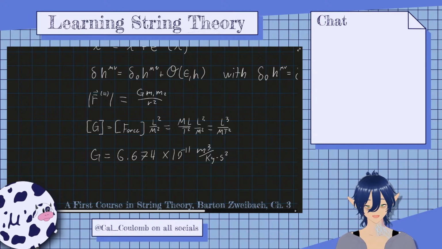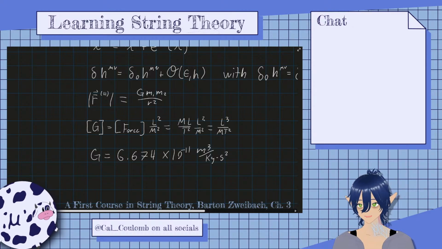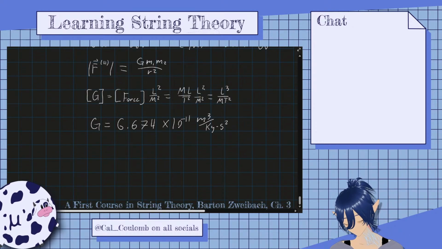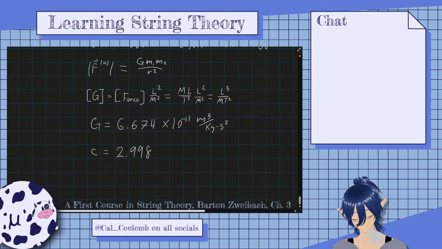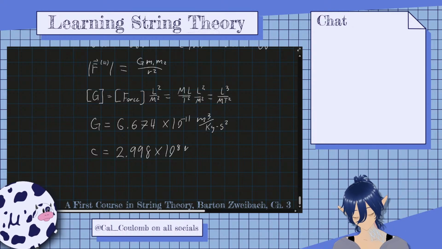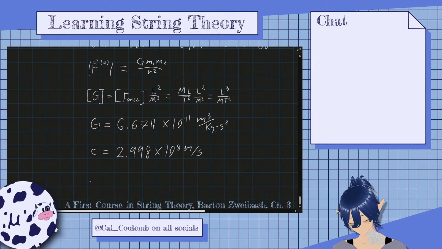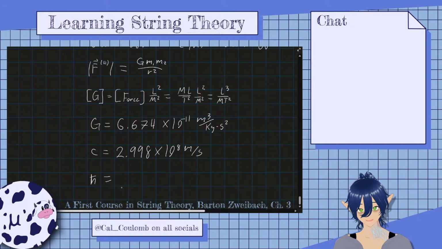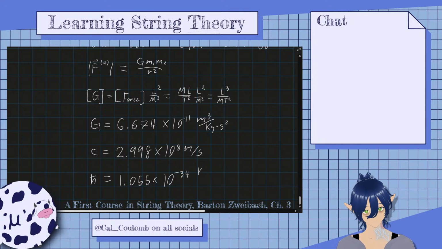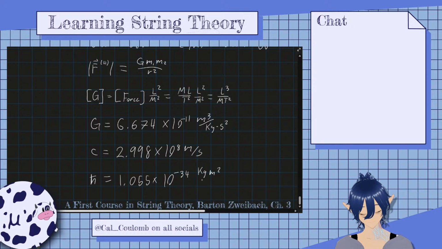The three fundamental constants G, c, and h bar can be written as follows: we have G written there, c is equal to 2.998 times 10 to the 8 meters per second, and h bar is equal to 1.055 times 10 to the negative 34 kilograms meters squared per second.